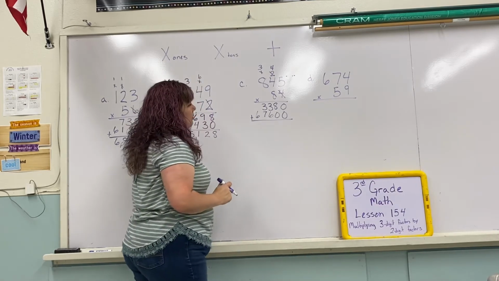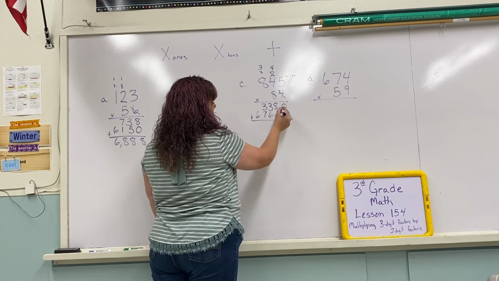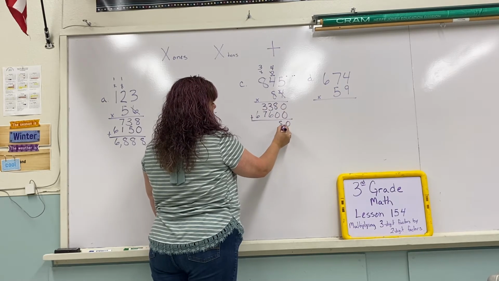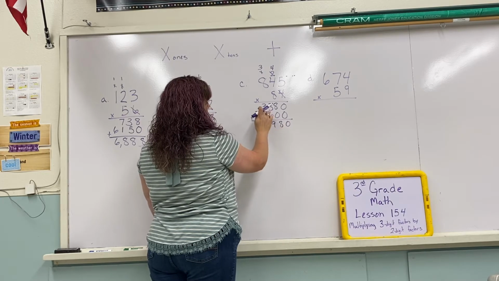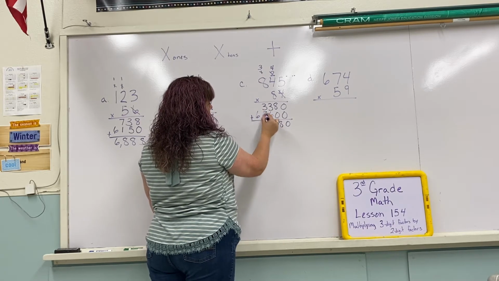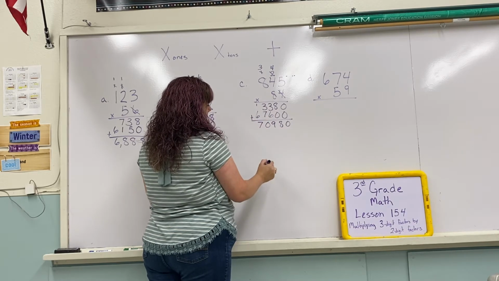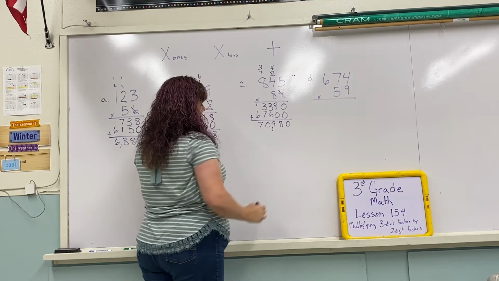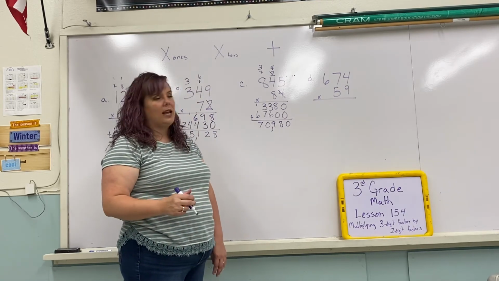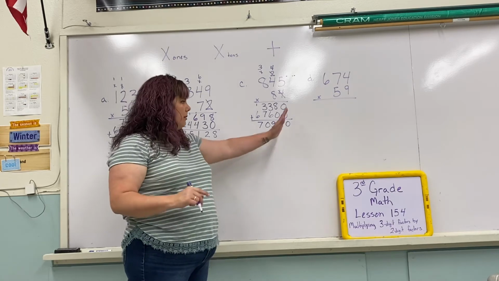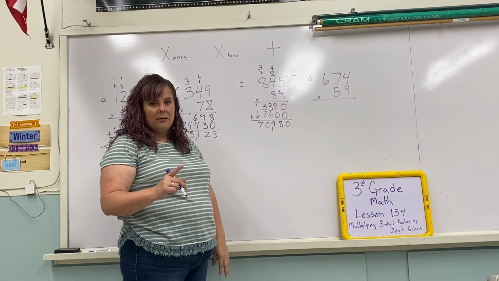Okay, now we're going to add them. 0 plus 0 is 0. 8 plus 0 is 8. 3 plus 6 is 9. 3 plus 7 is 10. 1 plus 6 is 7. Then put our comma in, an even bigger number, 70,980. Did you remember nice, neat columns so that you can add them easily?